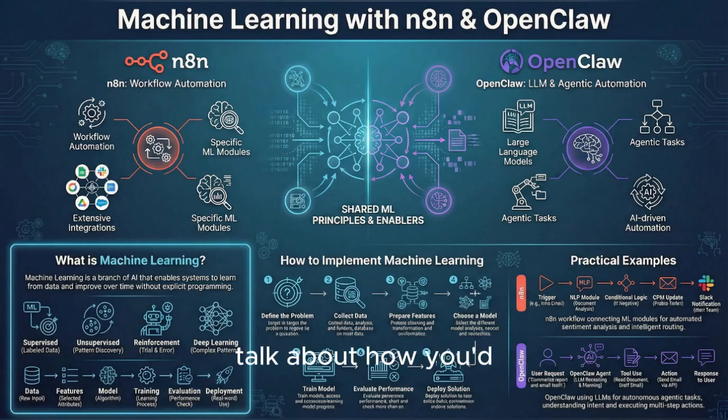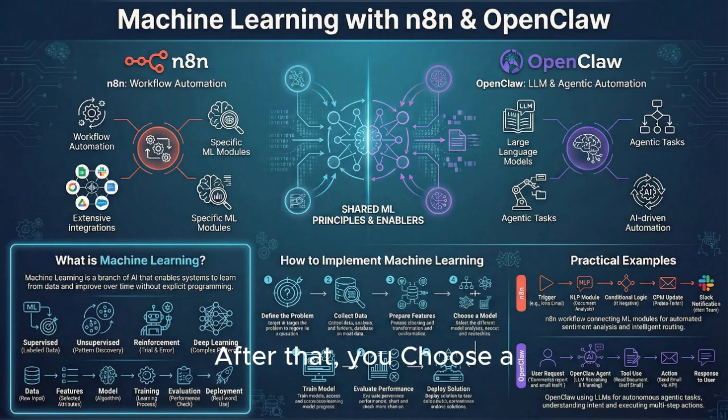Now, let's talk about how you'd actually implement a machine learning project. The process generally follows a few key steps. It starts with data collection. You gather all the data you need for your problem. Next is data preparation, which is often the most time-consuming part. You have to clean the data, handle missing values, and format it so the model can understand it.